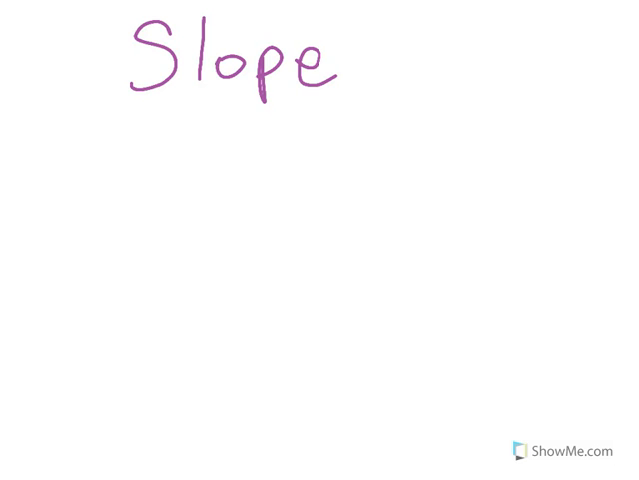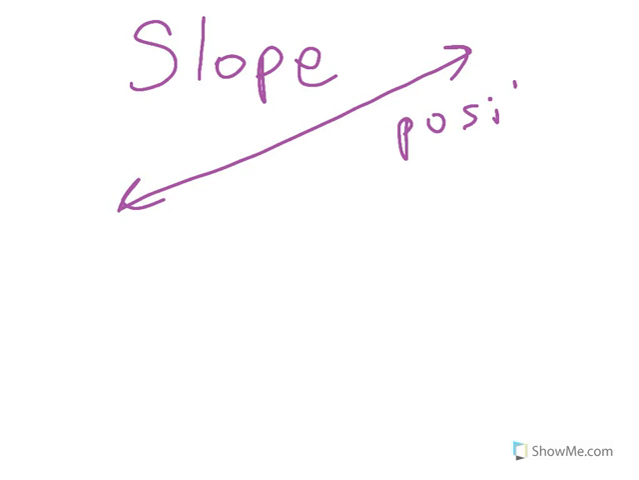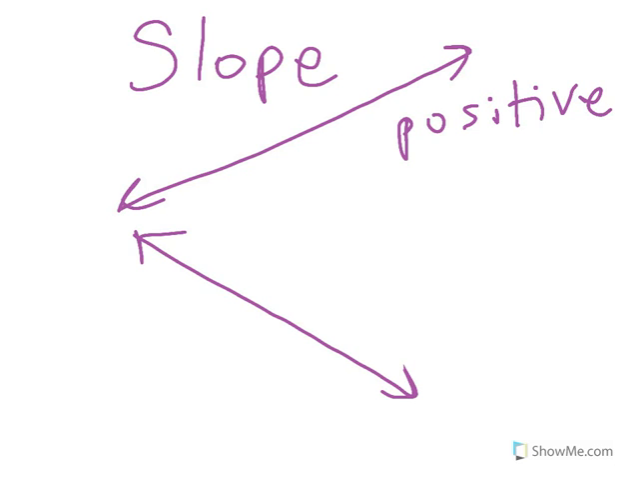Let's start by getting a good visual idea of what slope means. Slope is the direction the line points. There are really four possible kinds of lines based on slope. There are lines that increase as they move from left to right. These lines will have a positive slope. There are lines that decrease as you go from left to right. These lines will have a negative slope.